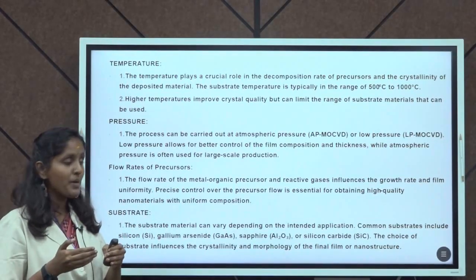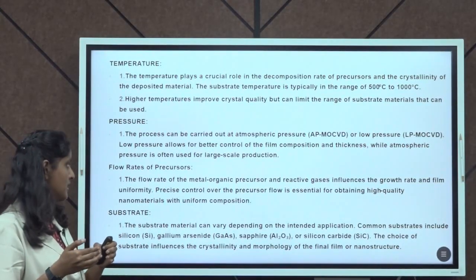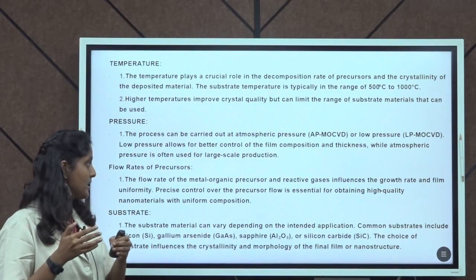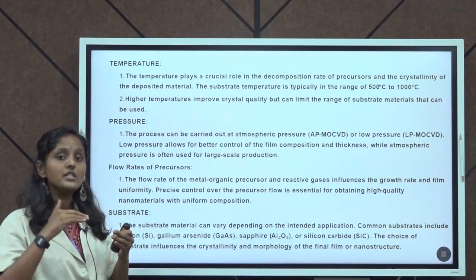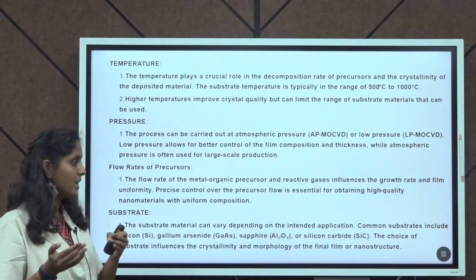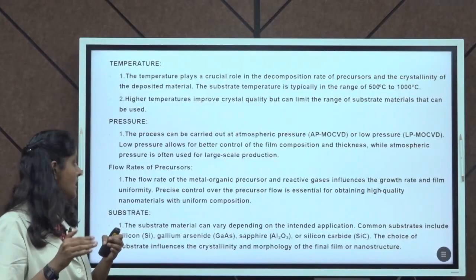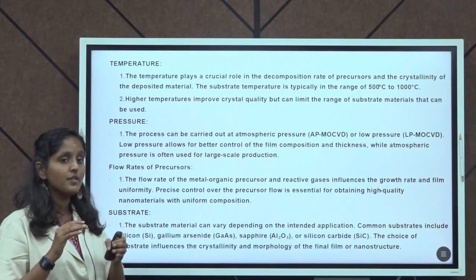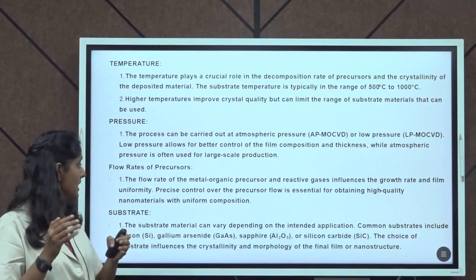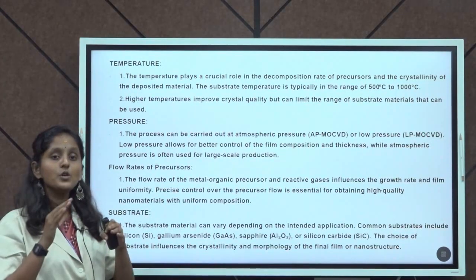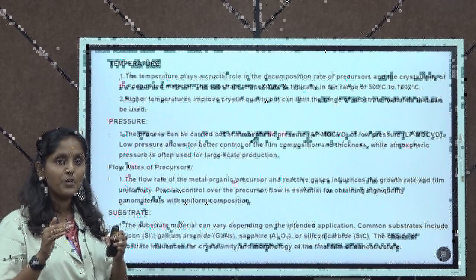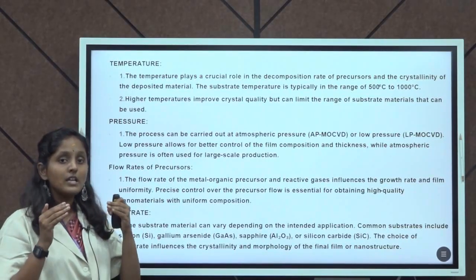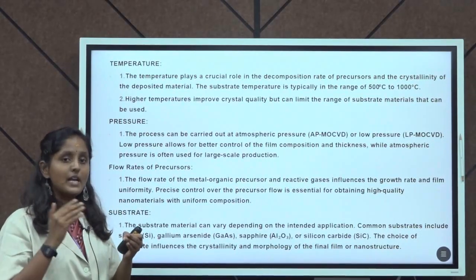So then the next parameter will be flow rate of the precursor. This is a very important parameter where the precursor and reactive gases are going to influence the growth rate of the nanomaterial film that is going to form on the substrate. So the precise control over the precursor flow is very essential for obtaining high quality nanomaterial with uniform composition and uniform thickness. The uniform thickness is a very important factor for the use of nanomaterial in wide applications.